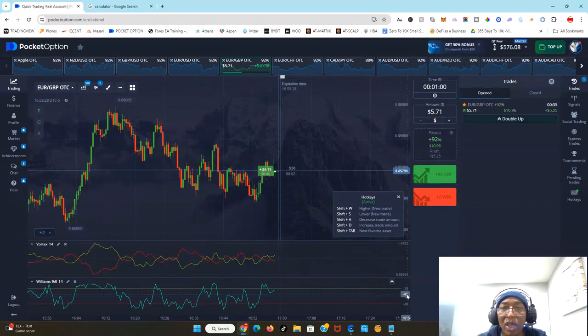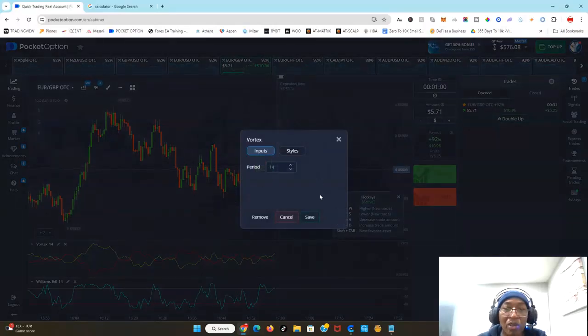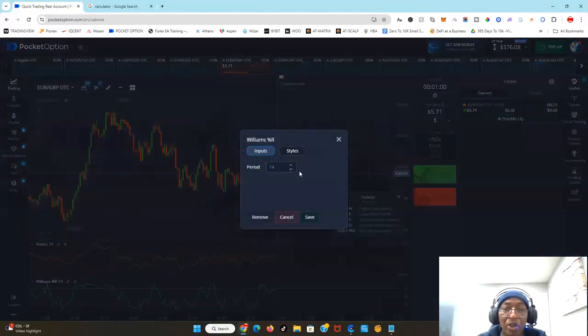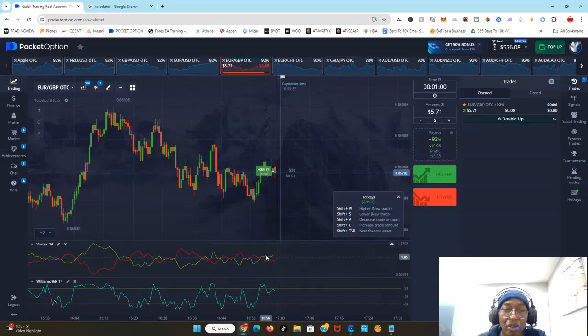Somebody is asking, what are the settings for the Vortex? Well, it's 14. You can see here when you click that, the period is 14. The inputs, and then for the William, again, the period is 14. We are just using the default settings. Okay, it seems like it's running away from us. I'm not worried, because if it does, then we're going to have to hedge the trade and try to recoup our losses using our 2.5 X factor martingale. But I think it's going to hold, because you can see this is strongly a buyer's thing here.